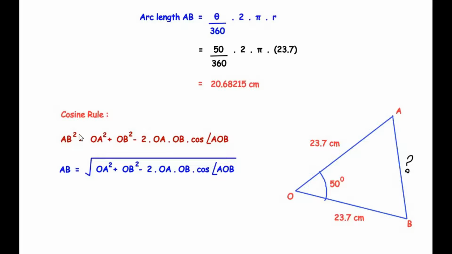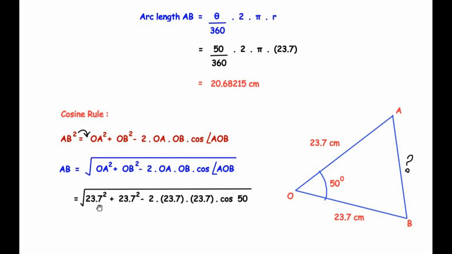So we have written here cos of angle AOB. Now in the next step I have sent the square on the other side of the equal to sign. So it becomes square root of the entire right hand side. Now in the next step we are going to substitute the values of all the sides and the angle to get the value of AB. So OA square becomes 23.7 square plus OB square becomes 23.7 square minus 2 times 23.7 times 23.7 times cos of angle AOB becomes cos of angle 50. Let us see what value this gives us.